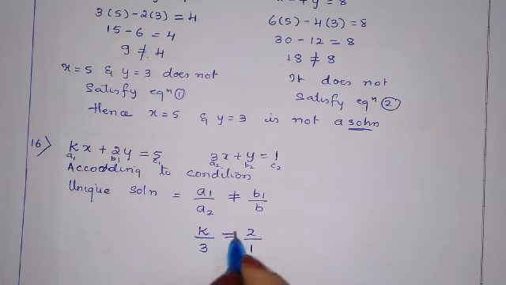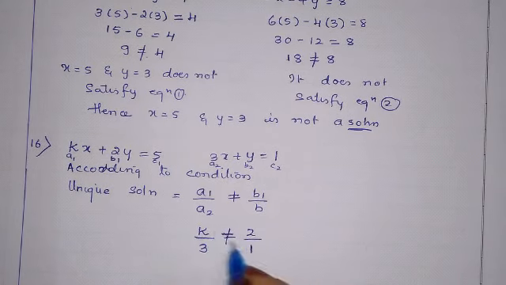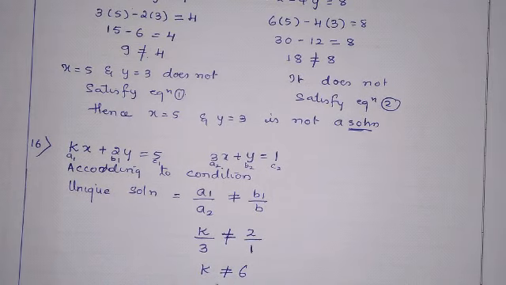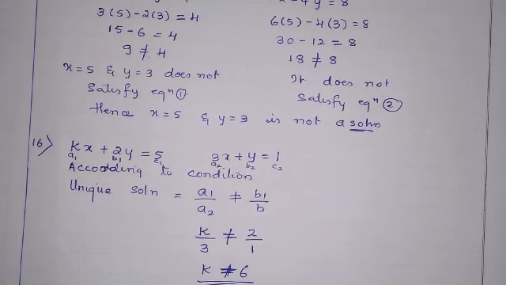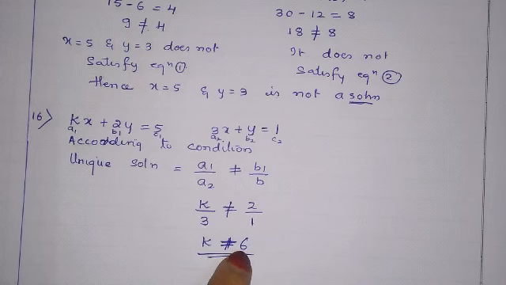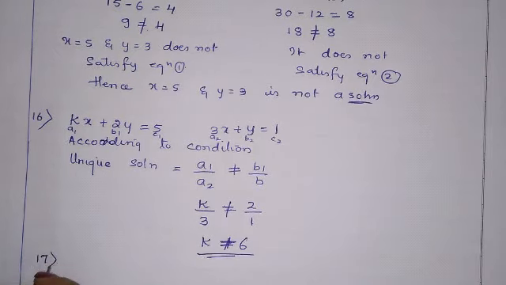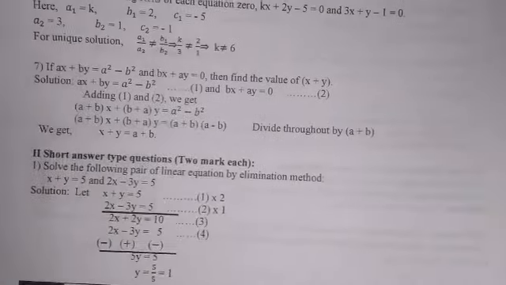Now for what value of k? We will find. We will cross multiply. It is not equal, so we cross multiply. k into 1 is k, not equal to 3 into 2, that is 6. So for k not equal to 6 they are not equal. Now let us see the next question, question number 17, the last question of the multiple choice.